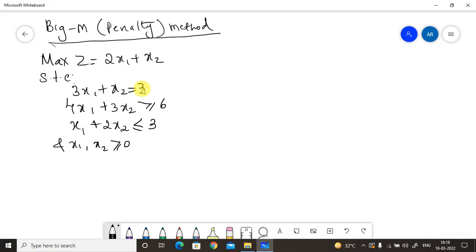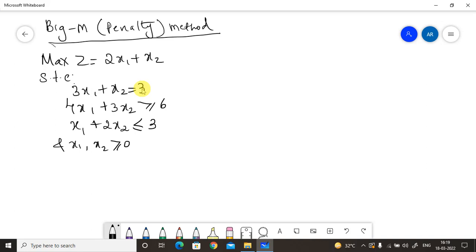In the second constraint, we have 4x1 plus 3x2 greater than or equal to 6. In that constraint there is an introduction of a surplus and an artificial variable, so it will be rewritten as 4x1 plus 3x2 minus s1 plus a2 equal to 6. Whenever you introduce a surplus variable you have to subtract it, so the symbol will be negative. And in the third constraint, there will be an introduction of only the slack variable.